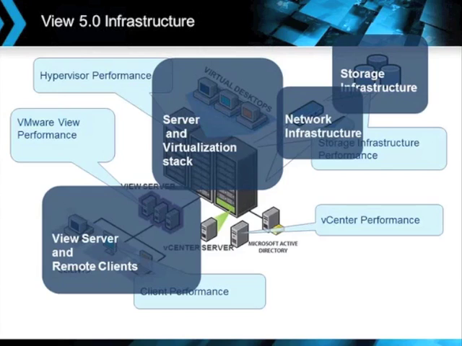So let's look at the components that make up a View 5 infrastructure. Starting from left and right, you'll notice the View servers. This is made up of the security server and a connection server. The security server sits in your DMZ as the only component that will talk to the connection server that is sitting inside your network. This allows more of a secured virtual desktop solution. The server in the virtualization stack includes a cluster of ESXi hosts that run the virtual desktops. The network infrastructure obviously provides client access to the environment. And lastly, the storage infrastructure provides high-speed disks that will house the virtual machines. We'll get more into the storage aspect of this later on in the presentation.